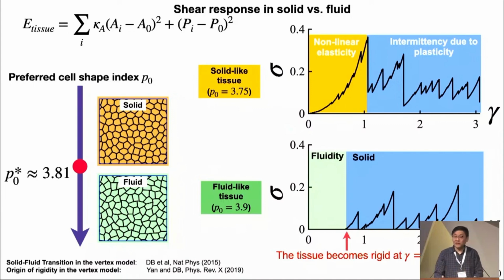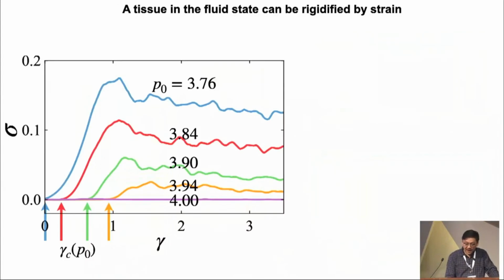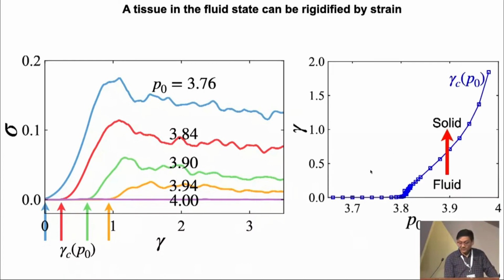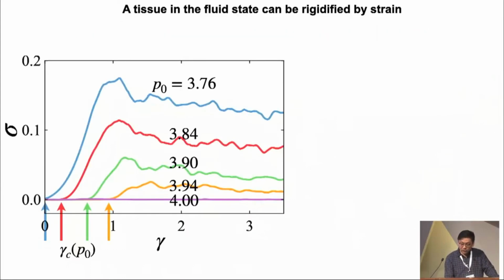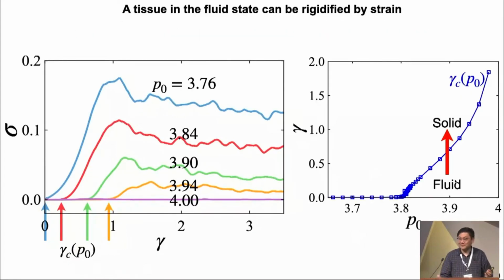There's a critical strain where this happens. People studying, say, cross-linked fiber networks have also seen something like this, and it's called strain stiffening. Essentially, it's a rigidification of the tissue that is purely driven by the strain itself. We can do this systematically at all these different values of the preferred perimeter, and you can map out a phase diagram which tells you how much strain you need in order to rigidify.